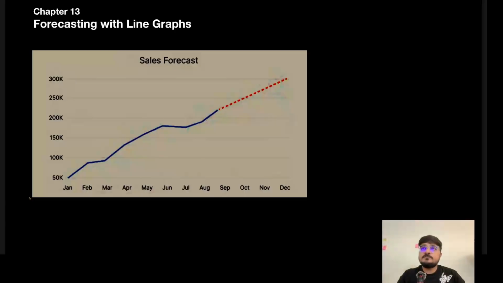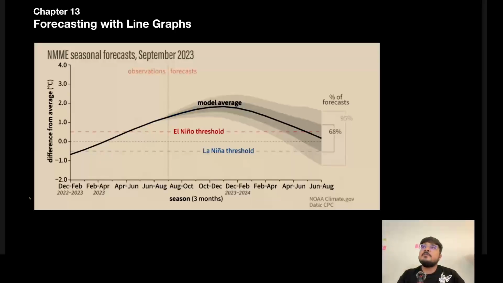So what you can see over here, there are two components. The blue line is showing the historical data and the red is the forecasted prediction, that's how the progress of the sales should go forward. And this is one more example over here.